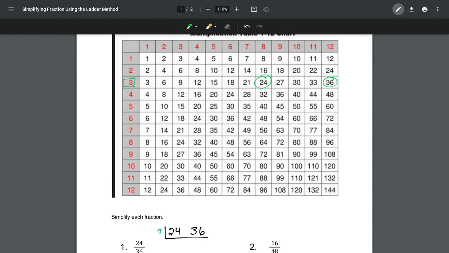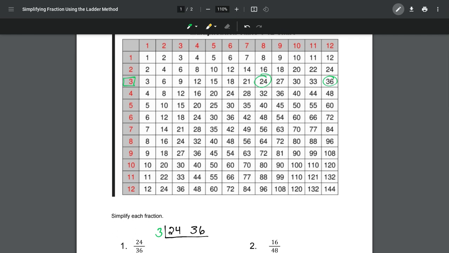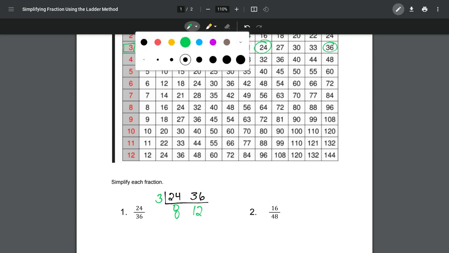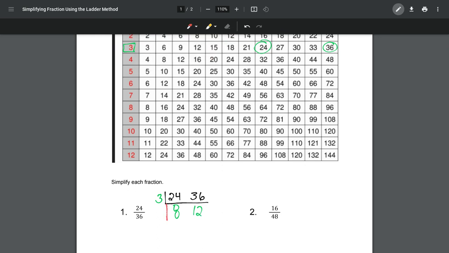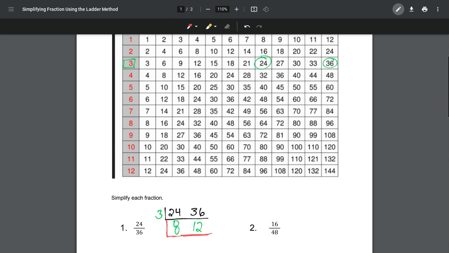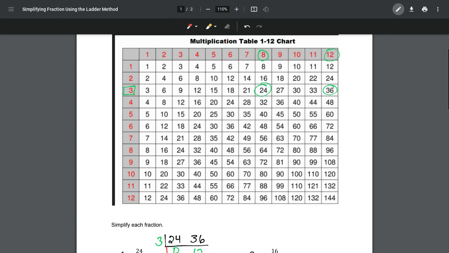So I know both of these are divisible by 3. Well, 3 goes into 24 8 times, and 3 goes into 36 12 times. Then I just draw another piece of the rung, like another piece of your ladder. Now I'm looking for a row or a column that has both an 8 and a 12. Here's an 8 and here's a 12, and it's where you see 4.